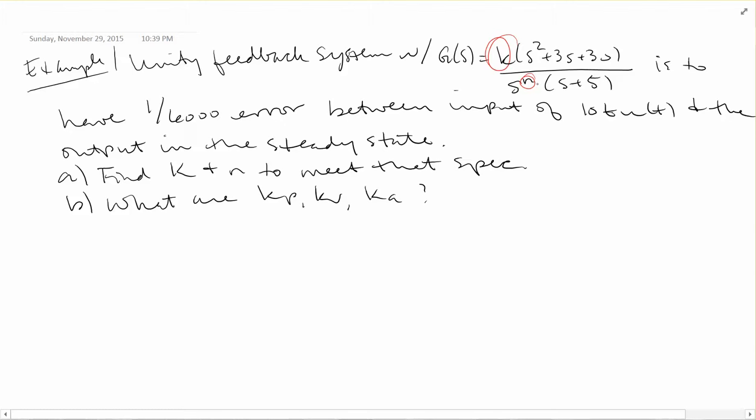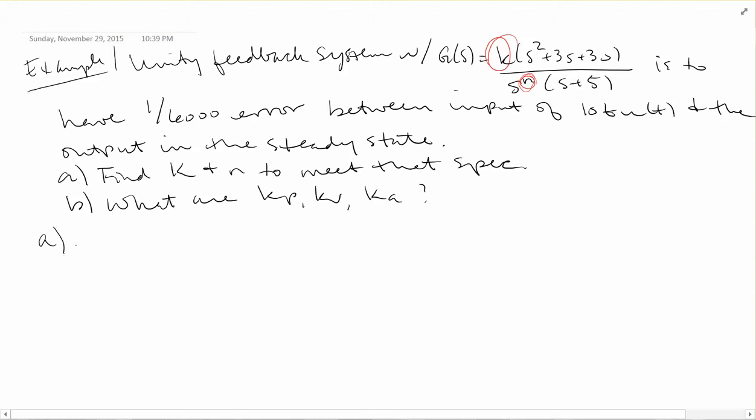Remember, the system type is determined by this value of n. And then they also want us to find Kp, Kv, and Ka. So those are just the steady state error constants. Okay, so that's what we're going to find. So let's start with part A first.